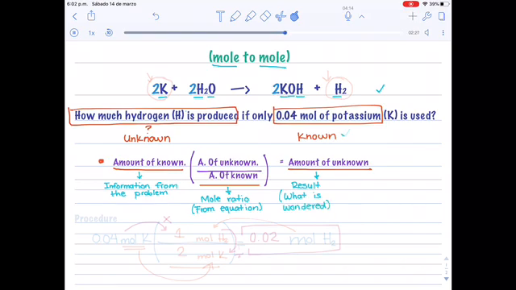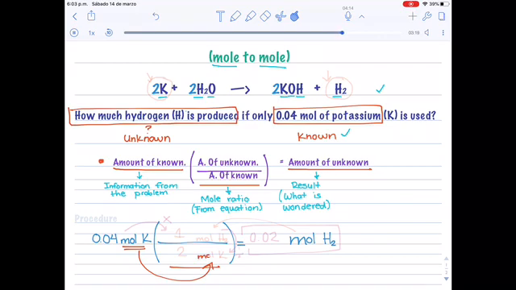To begin solving the problem, we're going to check what our amount of known is, which is the 0.04 moles of potassium. These 0.04 moles of potassium are written at the beginning. Then we're going to leave this space for the fraction, for the mole ratio, and we're going to write what we're expecting to have at the end, which is the moles of hydrogen. Then in the fraction, we're going to write the unit and the element that we have at the beginning down. In this case it will be moles of potassium.